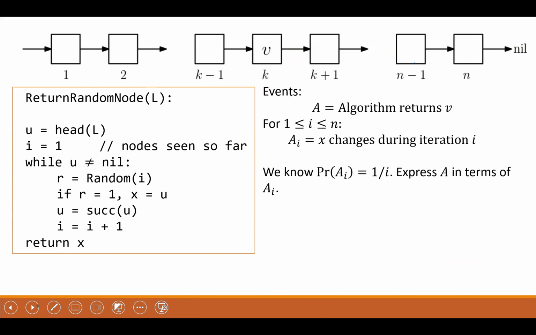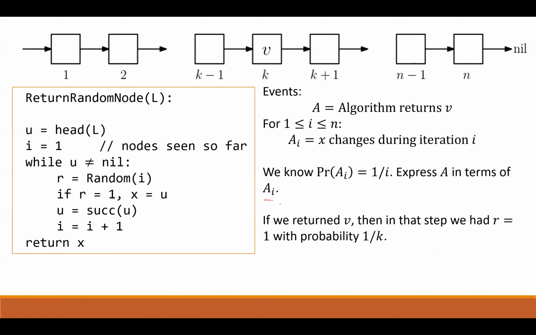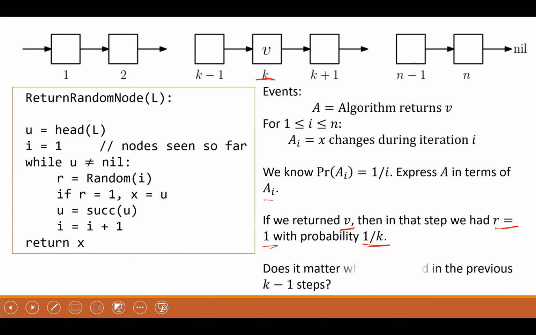Okay. So we'll express A in terms of AI, right? So what do we need to have happen in order to return the element at K? Well, if we returned V, then we had to have remembered it when we passed by there, right? So in that step, at location K, we had R equal to 1 with probability 1 over K. In other words, we'll come back to that.